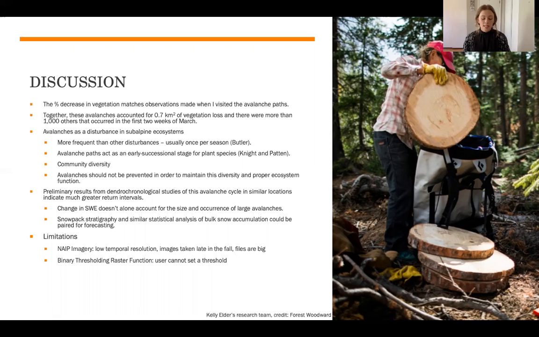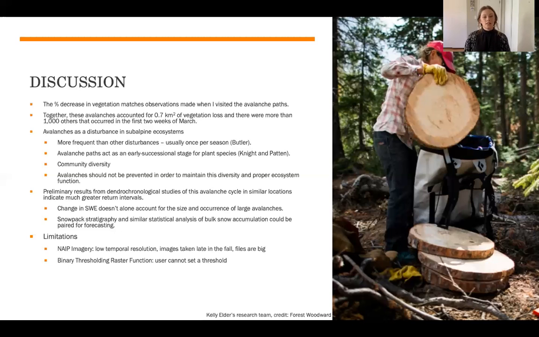Thus, avalanche paths act as an early successional stage for plant species that are allowed to establish outside of the dense subalpine forests that surround them. This fragmented pattern of vegetation promotes community diversity. The size, growth rate, and age of conifers is a function of avalanche frequency and magnitude, which suggests that avalanches rating high on the R scale and D scale that tend to uproot and relocate massive conifers may essentially expand the habitat of early successional species that persist within the path.